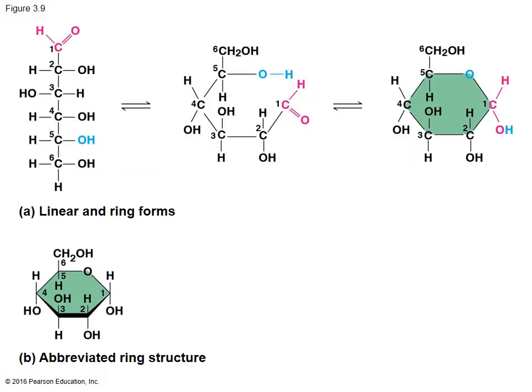All right, so here's the linear ring. This is glucose. How do I know it's glucose? Because there are 6 carbons, 12 hydrogens, and 6 oxygens. I don't need to count them because I know the ratio.